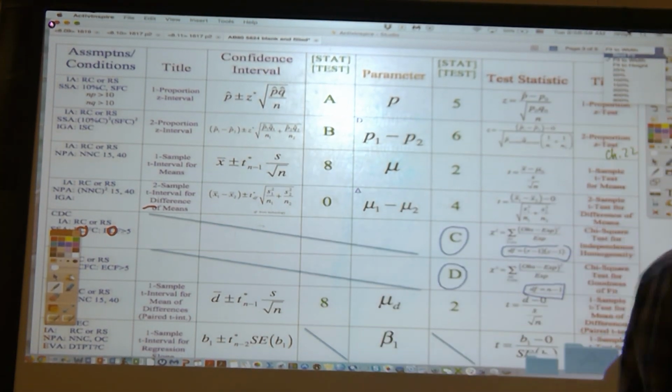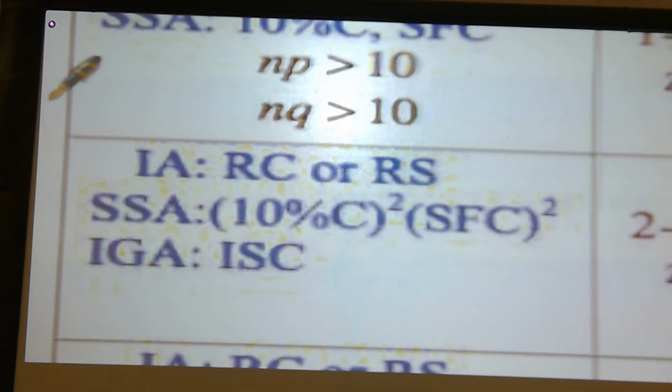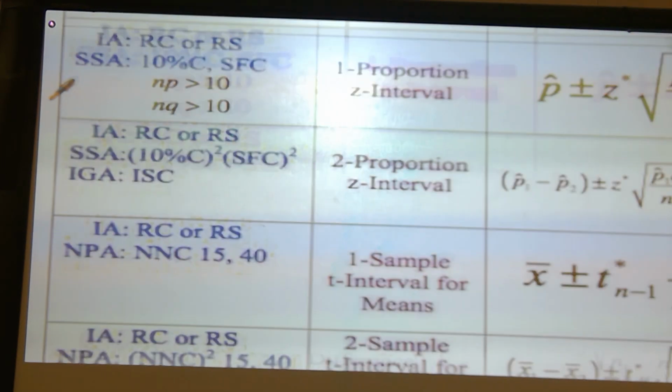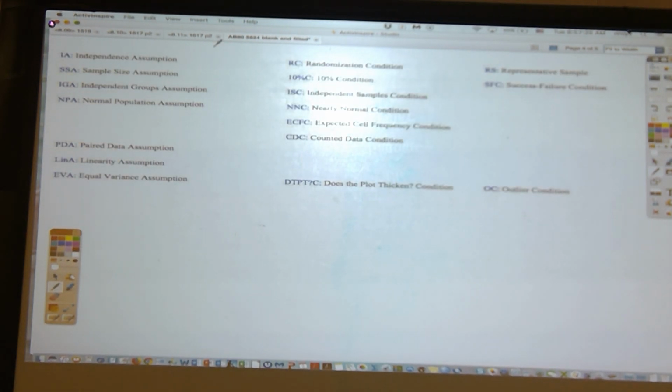This is where we left off, the 2 proportion Z interval. And let's start with the conditions. So on the far left, we have these acronyms. And you may as well know what the acronyms stand for. If you look at the back of your AB80 sheet, you see the place to study the acronyms. So let's just go to the back of it briefly and fill in the ones that we know so far.